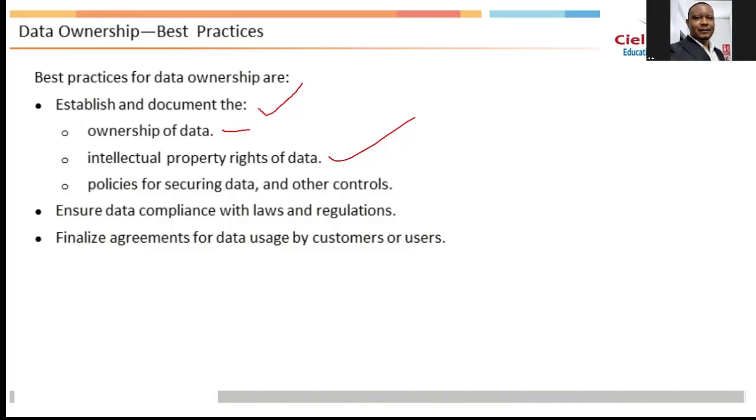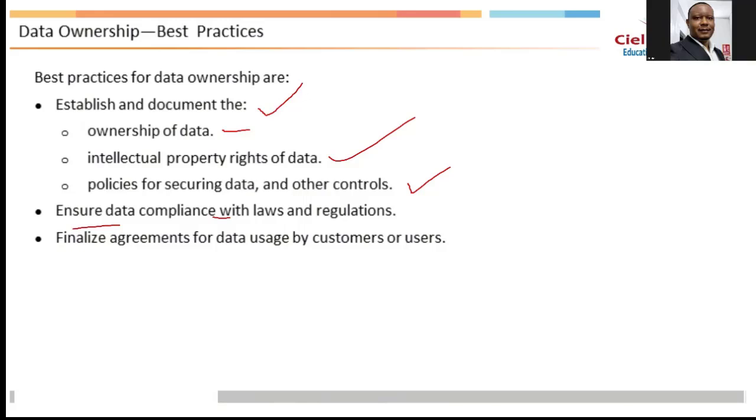Also, policies for securing data and other controls. It means that organizations must have clear-cut policies on how data should be secured, including things around encryption, access controls, and also backup procedures. So you should have policies that dictate the ways to classify data. Aside from that, policies that state that sensitive data must be encrypted both at rest and maybe in transit. And then a policy clearly stating that only authorized personnel should have access to certain data on a need-to-know basis.